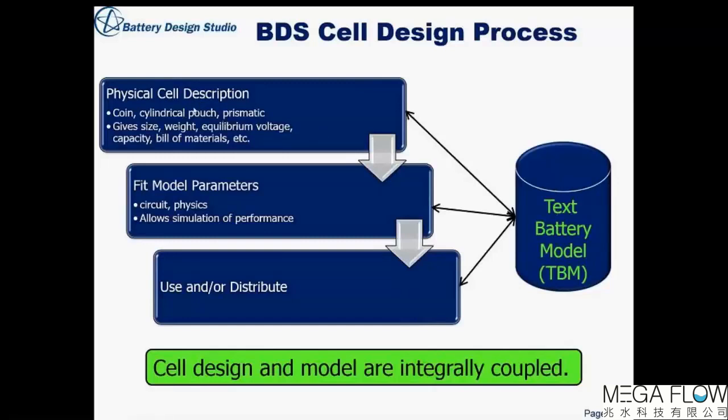After the physical cell description is entered, the next step is to enter the model parameters. And usually that's done by fitting to experimental data. And once those parameters are available, they're also stored in the same text battery model, this TBM file. And now this TBM file has all the information it needs to simulate battery performance, so it can be used or given to someone else.